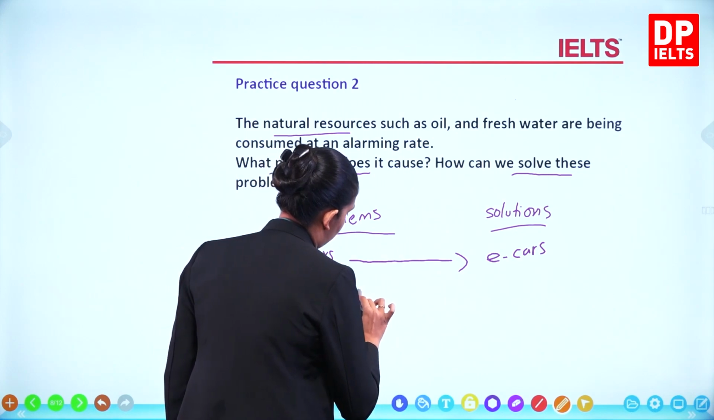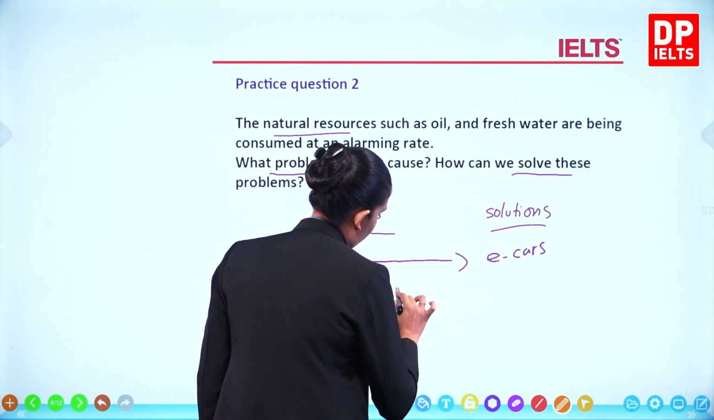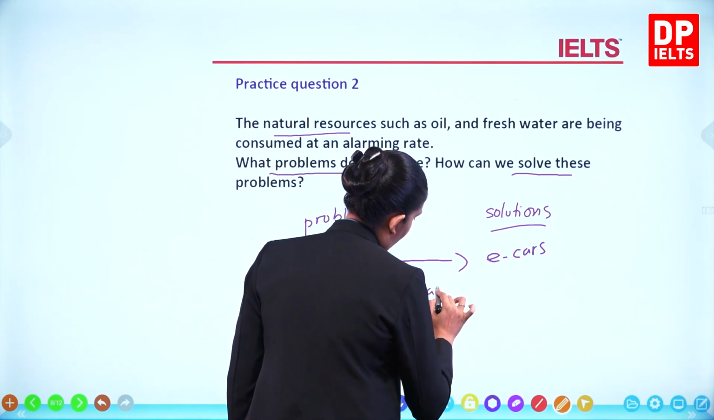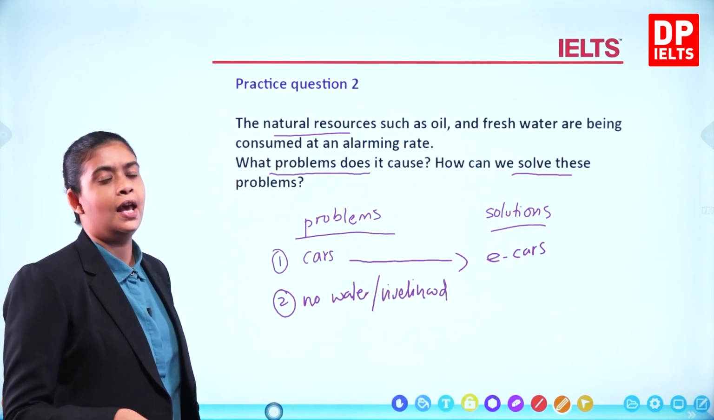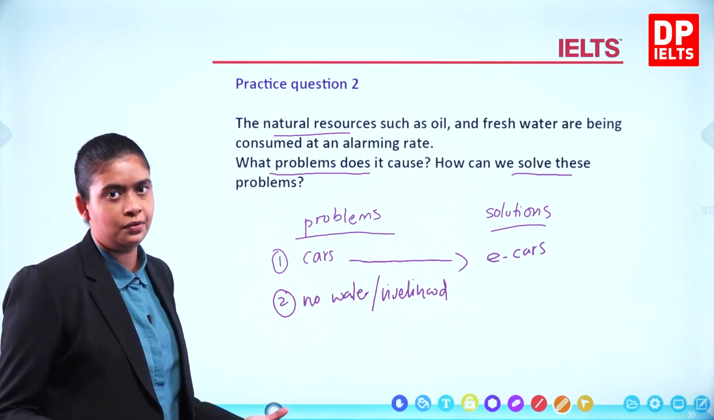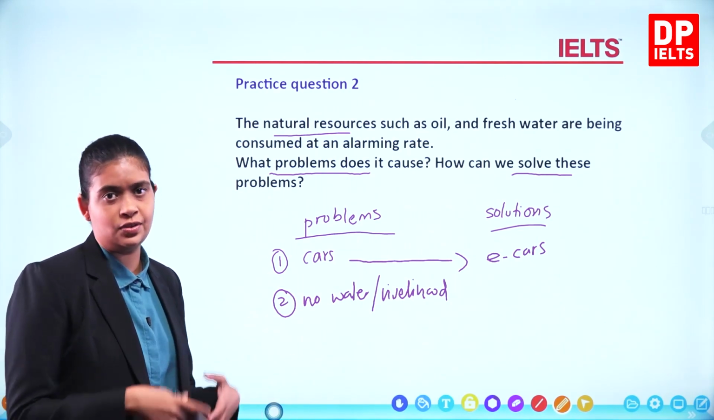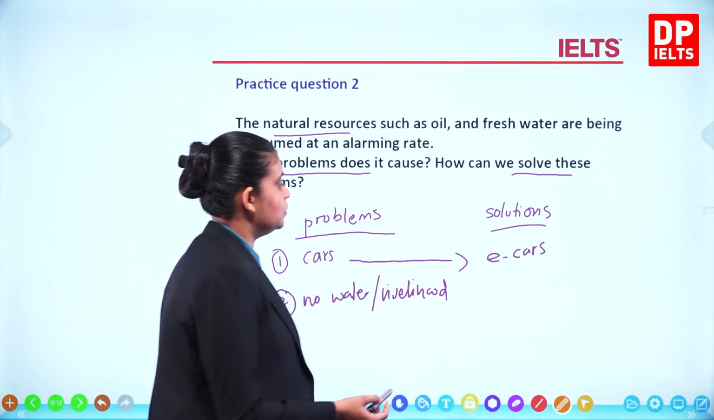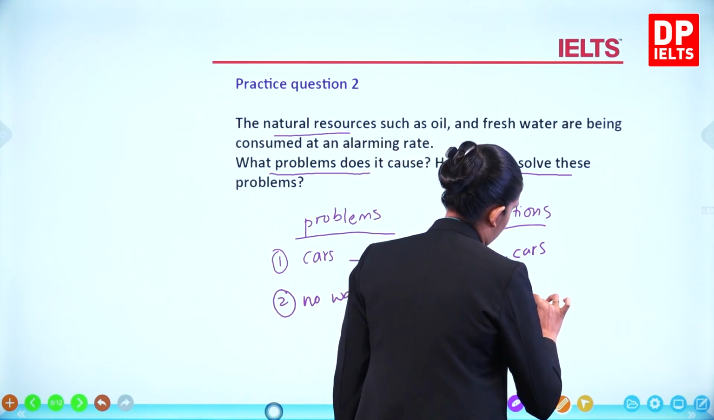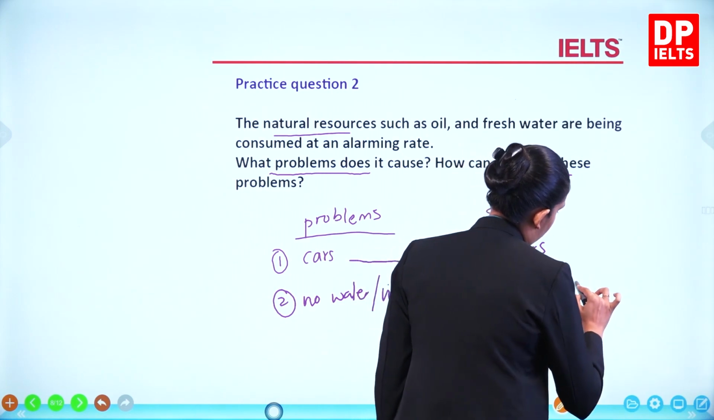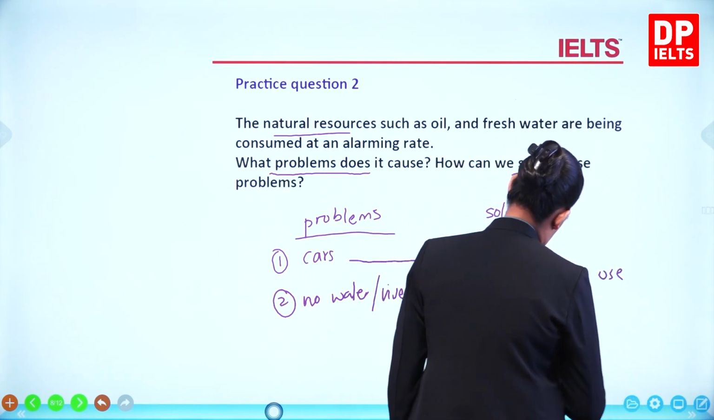The second one is having no water, okay. So the problems will be, we'll not have livelihood. The animals will die, okay, and we'll not have any kind of animals or insects or human beings. So the solution is to encourage people to use it carefully.